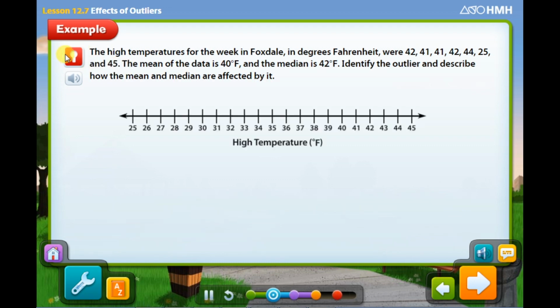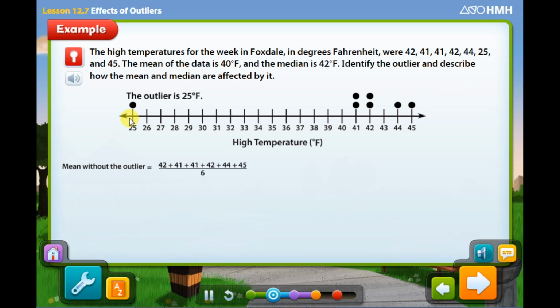Let's make a dot plot to help us find any outliers in this data set. This dot plot shows one dot for each value in the data set. Notice that most of the data are values from 41 to 45. For this data, the value 25 is much less than the other values in the data set, so the outlier is 25 degrees Fahrenheit.